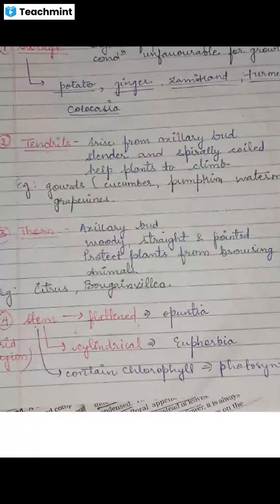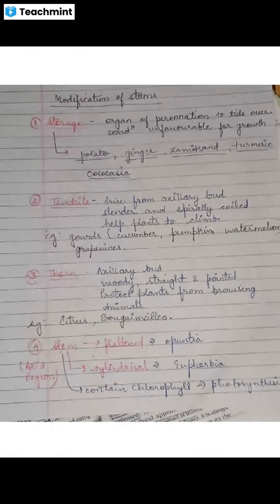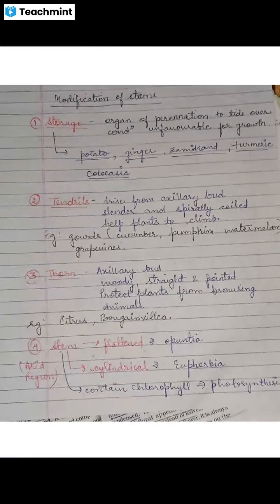Now, different modifications of the stem. First, for storage, they are organs of perennation. They act as organs of perennation to tide over conditions unfavorable for the growth of the plant. Examples of stems that modify themselves for storage are potato, ginger, turmeric, and colocasia. Now tendrils. Tendrils arise from the axillary bud.